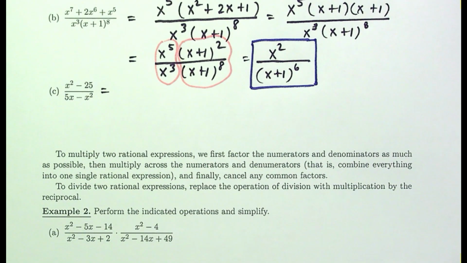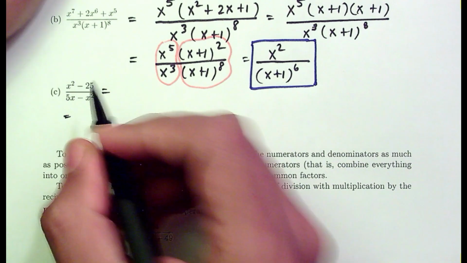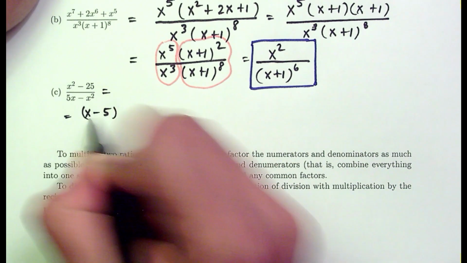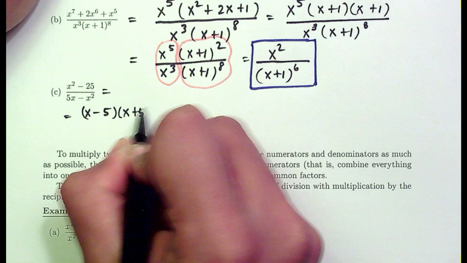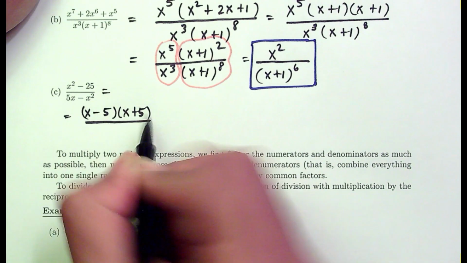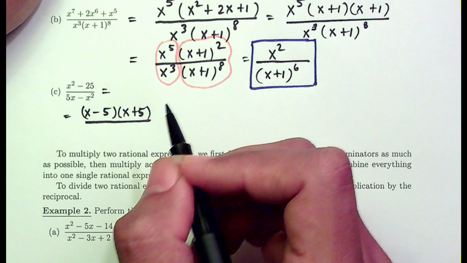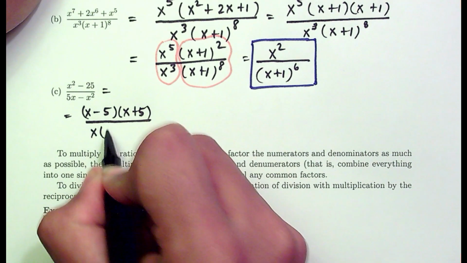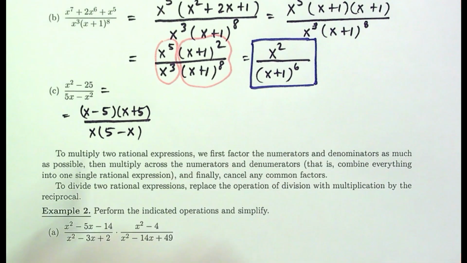You factor top and bottom and cancel as much as you can. So the top is a difference of squares, so it factors as x minus 5, x plus 5, and then the bottom, the x is common, so this factor is x, 5 minus x. And at this point, you're supposed to cancel any repeated factors.